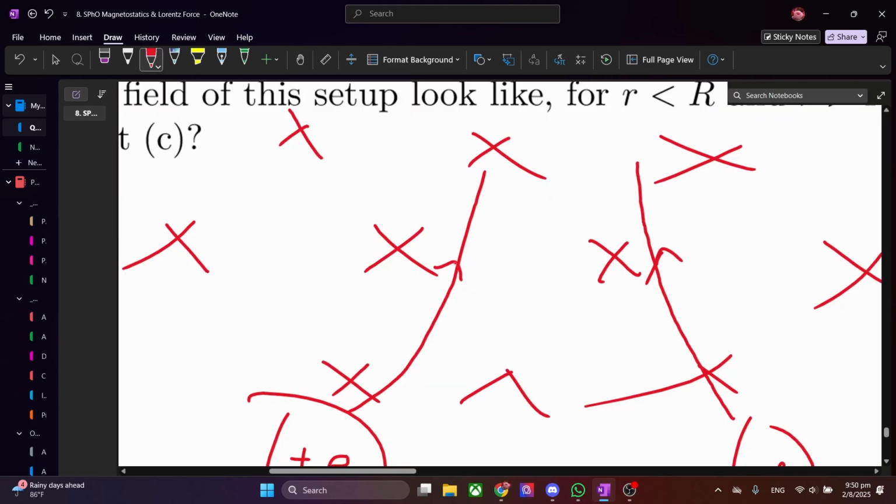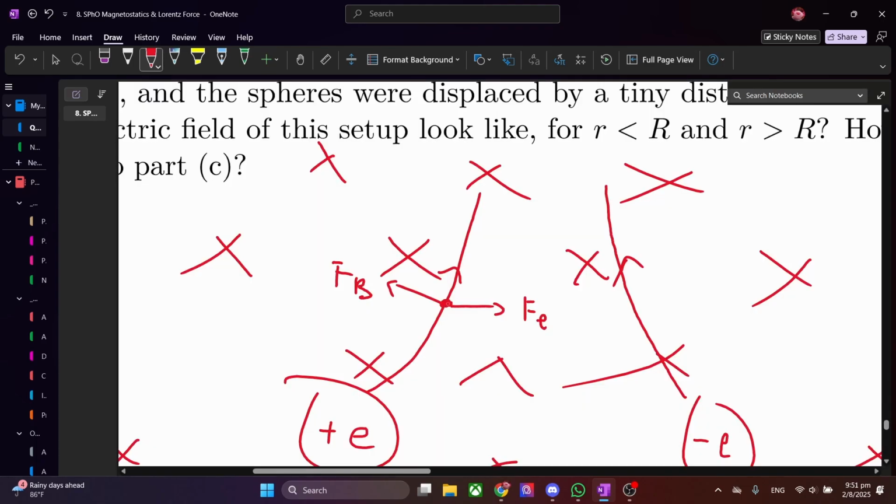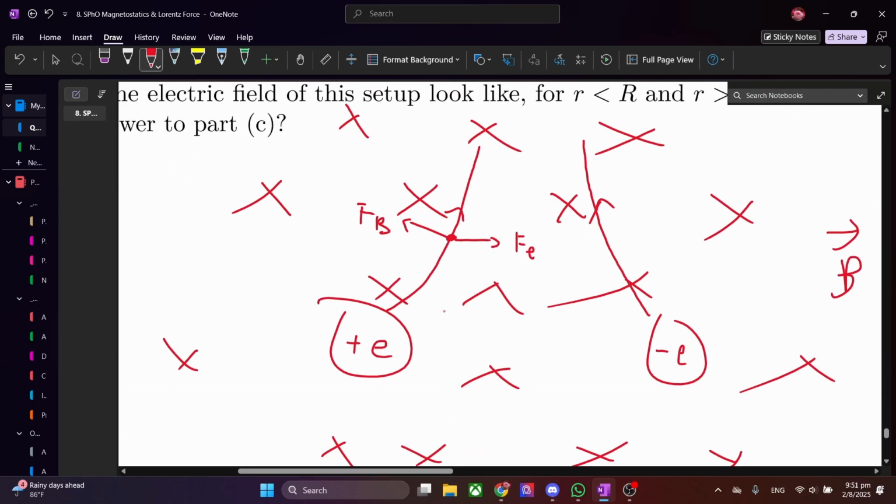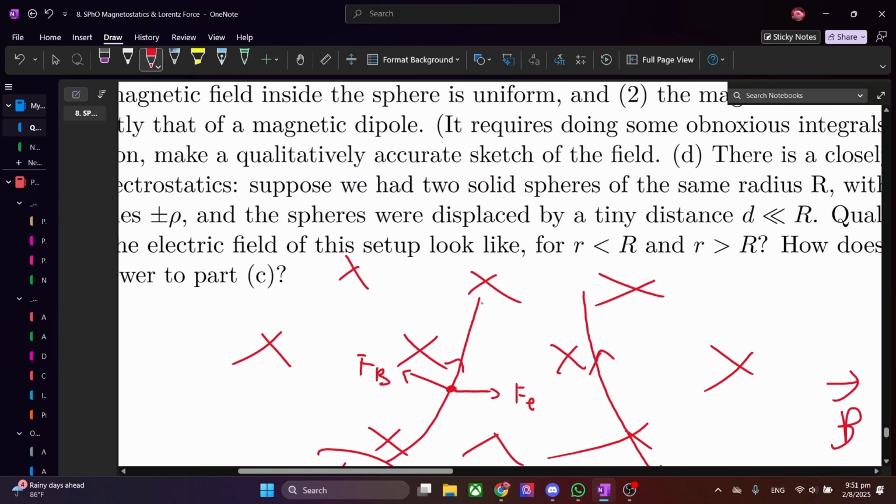What we're going to do is, at some point in their trajectory, consider the electric force as well as the magnetic force. And obviously this magnetic force is perpendicular to the trajectory, because it's a magnetic force, always perpendicular to the velocity. And at some point they're going to reach their minimum distance, something like this.